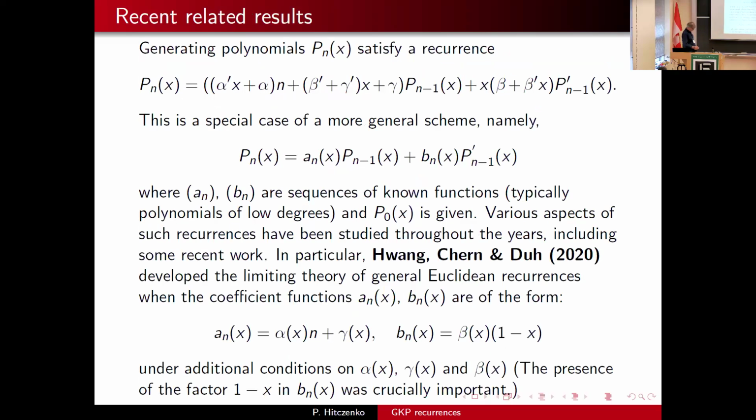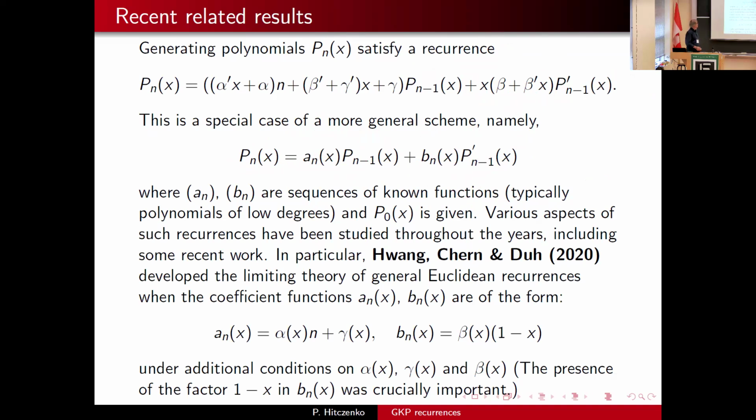And so with that recurrence, the generating polynomials satisfy this two-step recurrence. So Pn is, again, a linear function in x with coefficients depending on n, possibly, times the previous polynomial plus a fixed quadratic polynomial in x times the derivative of the previous polynomial. And let me say that this is a special case of the two-step recurrences that people were considering, recurrences like that: Pn is some function of x times Pn minus 1 plus another function of x times Pn minus 1 prime.